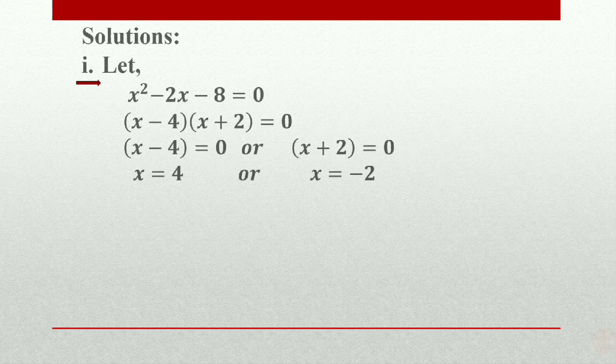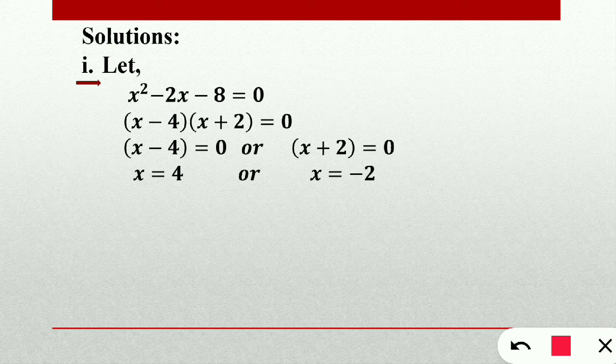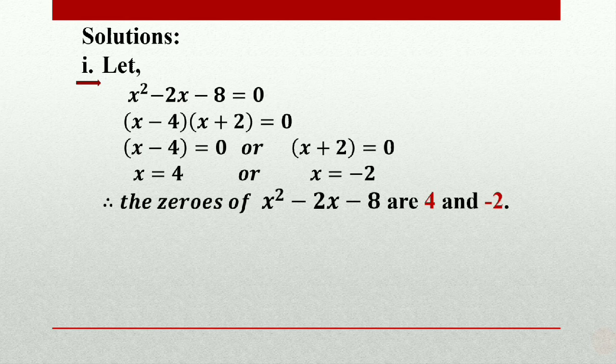Let x square minus 2x minus 8 is equal to 0. First here we find zeros of the given polynomial by factorization method. In this what we do, we split the middle term. So by splitting the middle term we get the two factors of the given polynomial, x minus 4 and x plus 2. Therefore either x minus 4 is equal to 0 or x plus 2 is equal to 0. Therefore x is equal to 4 or x is equal to minus 2. Therefore the zeros of x square minus 2x minus 8 are 4 and minus 2.